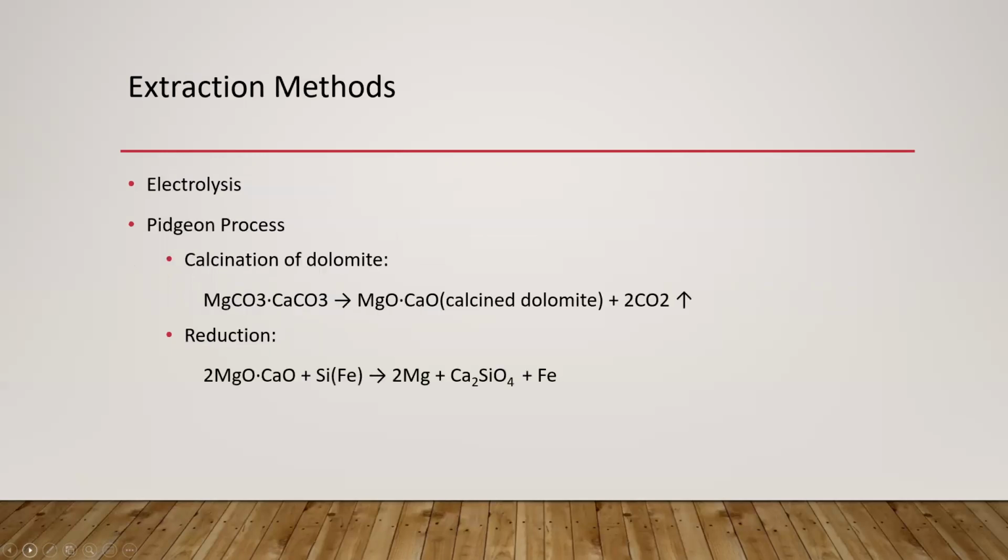There are mainly two extraction methods: electrolysis and the PGO process. In the PGO process, just to show very fast, you have a calcination of dolomite that is going to decompose to calcined dolomite, releasing CO2. In the second step, you have reduction of magnesium to then isolate the pure magnesium.